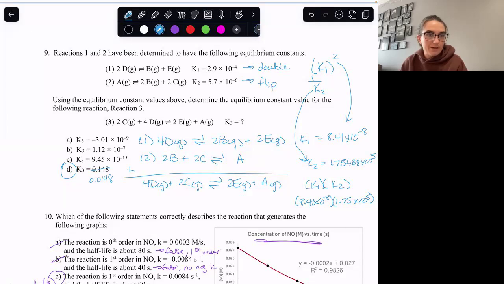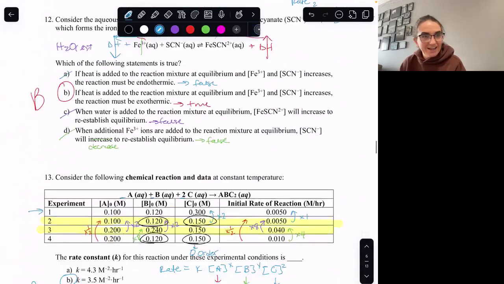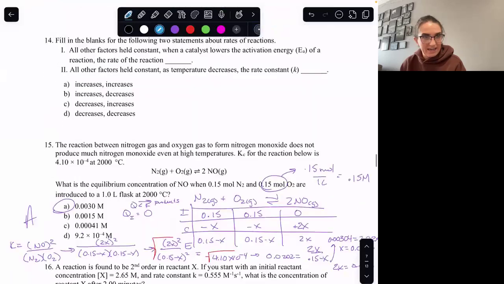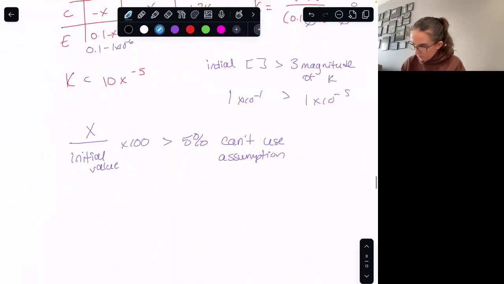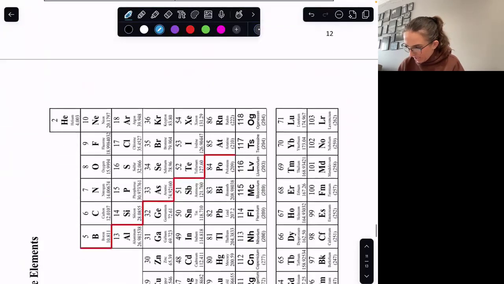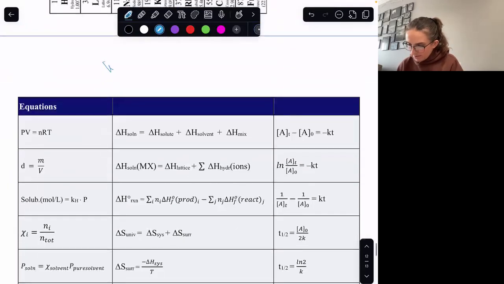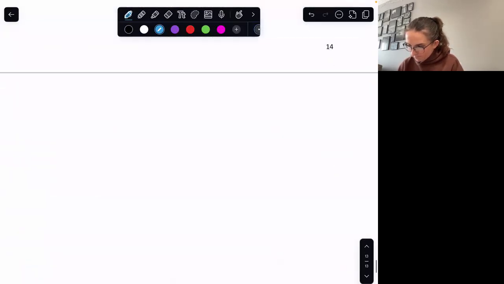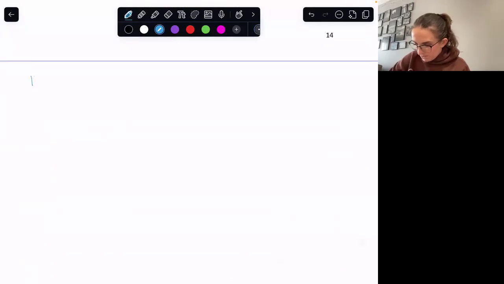Remind me what chapter 16 was. Is that kinetics? Yeah. Yep. So when we talk about kinetics, we need to know that higher temperature equals faster reaction.